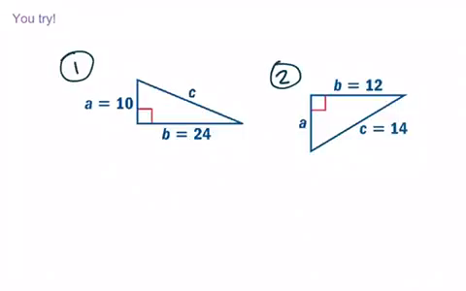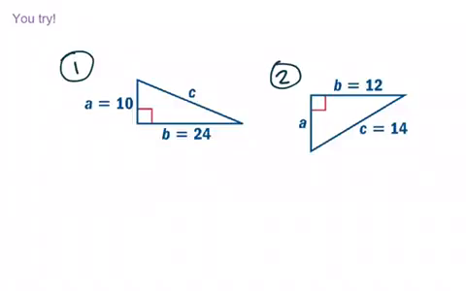All right, I want you to try using the Pythagorean Theorem on these two right triangles. Pause the video, see if you can do it by yourself, and then play the video to see if you are correct. Okay. Now I'm going to do this problem. I'm going to do number 1 first.